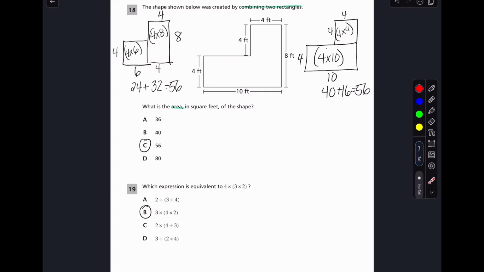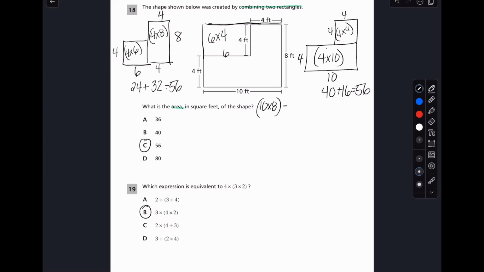I'll show you another cool way that I've seen kids do this. I've seen some kids say, well, what if I had the whole piece, and I just figured out which piece was missing and subtracted? I thought this was a super cool strategy that a kid used. They just imagined the whole thing would be 10 times 8, and they would just subtract this little part over here, which is 6 by 4.